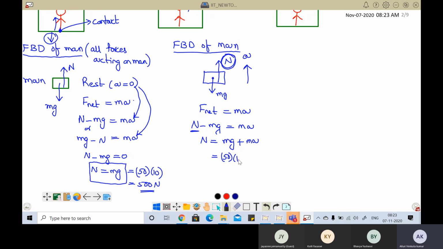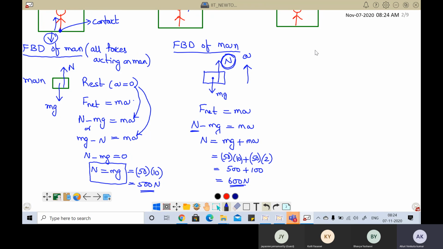Now in this case, it is how much? 50 into 10 plus 50 into what is the acceleration? 2. So that means 50 into 10, 500, plus 50 into 2, 100. So that means how much here? 600 newtons.